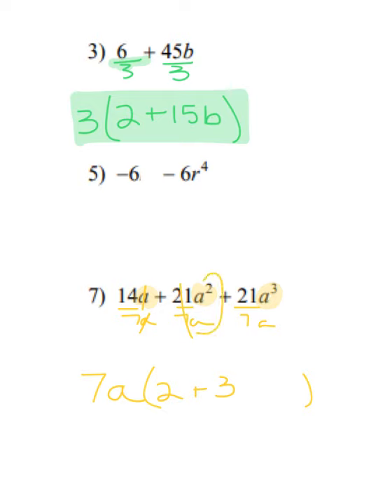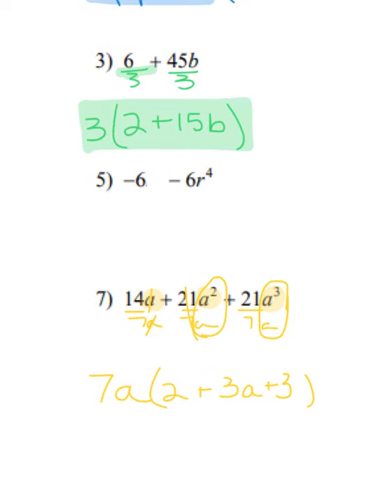And then a squared divided by an a, so I'm taking one of those a's out. I drop the exponent from squared to just a single a. And then 21 divided by 7 is 3. A to the third divided by a. I'm taking one of those a's out, so I drop the exponent down to a squared.